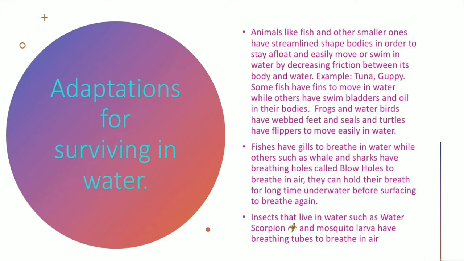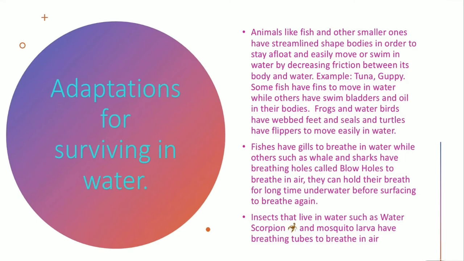So this is telling us that animals that live in water are fish and other smaller ones. But have you thought about how they can swim or move in water easily, or escape from danger? They have a streamlined shape. Streamlined shaped bodies are broader in the middle and narrow, with a point on the two ends. These are called streamlined shaped bodies, in order to stay afloat and easily move or swim in water by decreasing friction between the body and water.